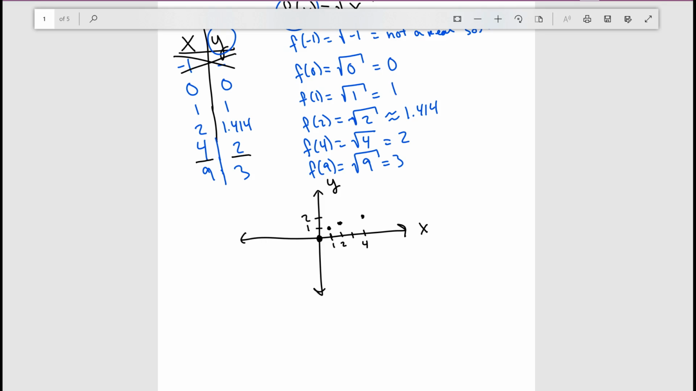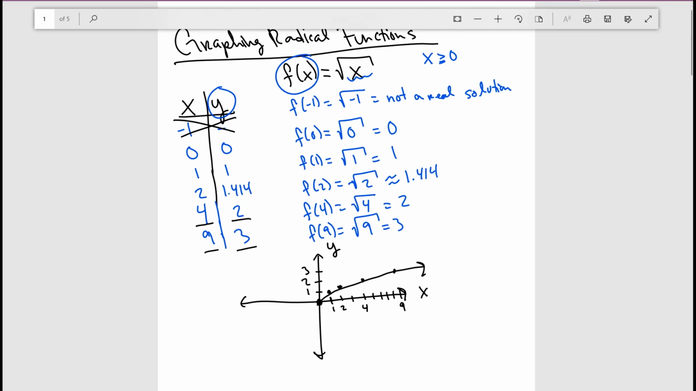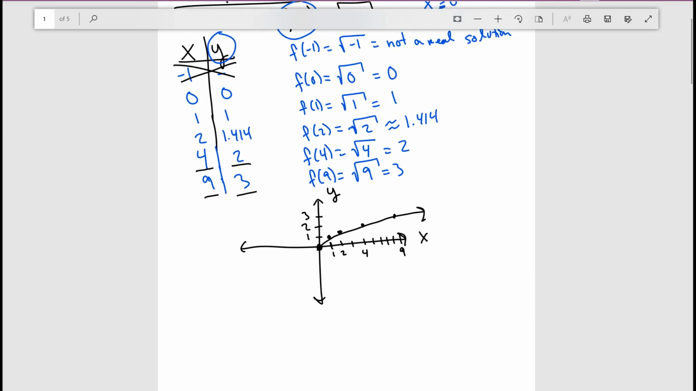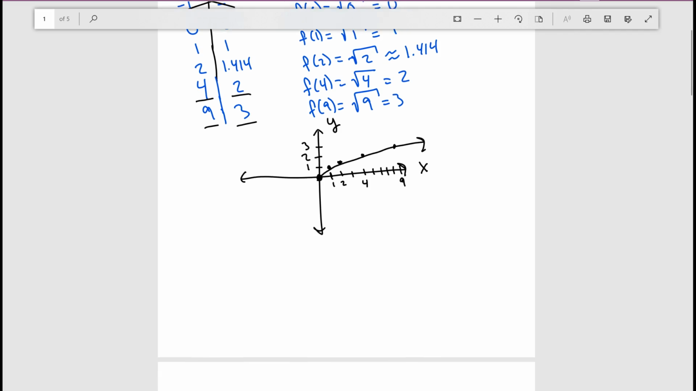When x was equal to 9, 4, 5, 6, 7, 8, 9, when this was 9, my y value was equal to 3. Okay, so what we end up getting is some sort of shape, and the shape looks something like that. Kind of looks like a little hook. So this is basically what the square root of x looks like. This is the most basic thing that you can do. Just plug in points and see what we get. And that's basically all there is to it.